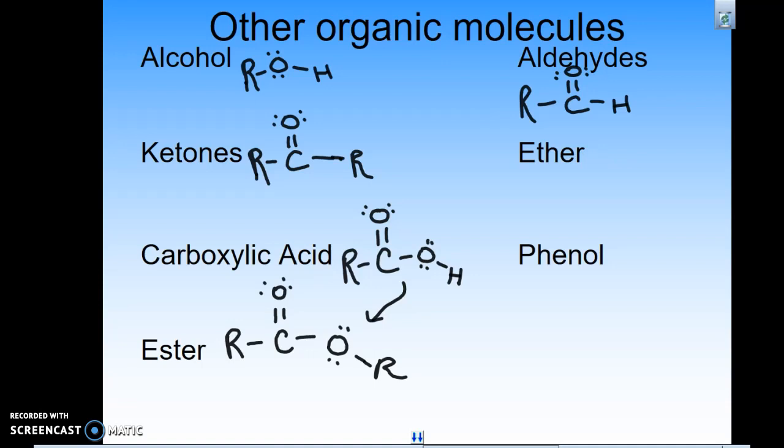All right, ether. Ethers are this: R, O, and then another R group. Okay, and the thing about ethers, they used to use it way back when to put people under, and it will knock people unconscious. Usually, it just makes them feel really high.